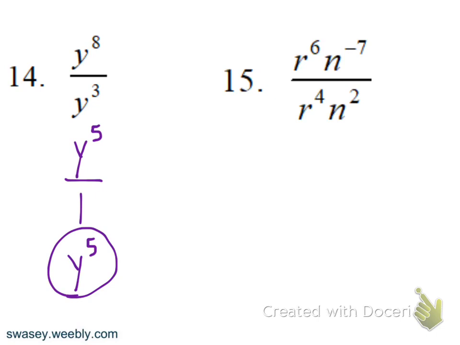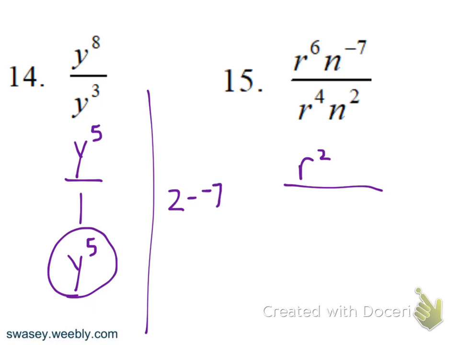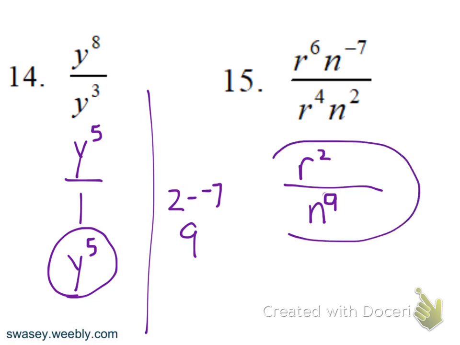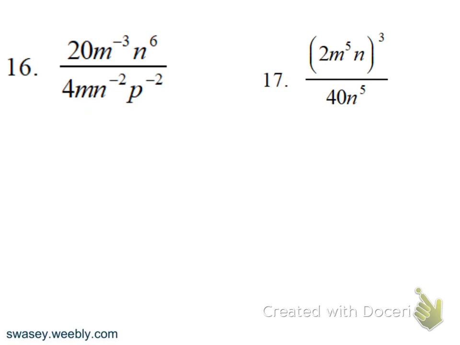15. Dividing with the same base, subtract exponents. 6 minus 4 gives us 2, so r squared's on top. And then 2 minus a negative 7 is 2 plus 7, that's 9, so n to the ninth will go on the bottom because 2 is bigger than negative 7. So we have r squared over n to the ninth.